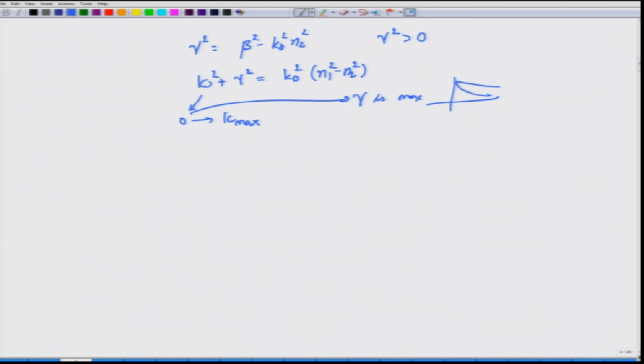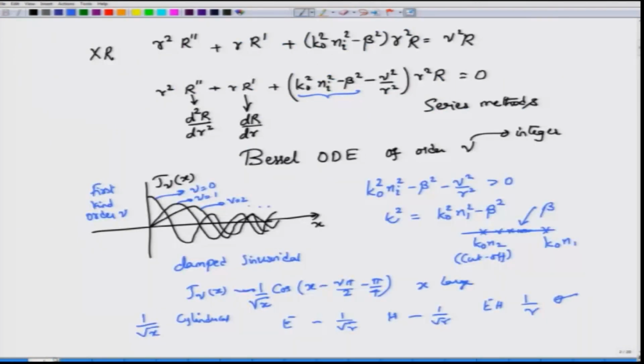But when kappa is at its value of 0, the field is decaying outside rapidly, and as kappa rises, the field outside will be decaying much less rapidly. So, this is something that you have to keep in mind. Now, this was one Bessel function that we talked about.